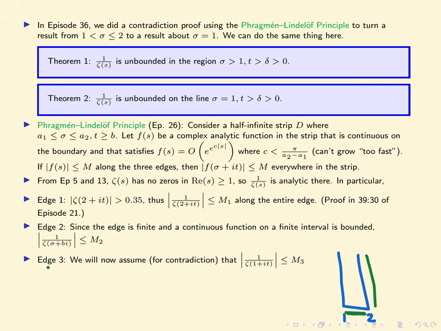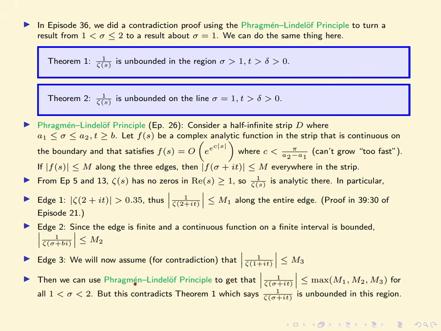And then for edge 3, we're now looking at this edge, and we're going to just assume for contradiction later that this thing is also bounded on this edge. So we don't know if this edge is bounded or not, but let's first assume that it is bounded by some m3. Then you can use the Phragmén-Lindelöf principle to say that because it's bounded on the 3 edges, this function must be bounded by the max of m1, m2, and m3 for all sigma between 1 and 2, and for all t greater than or equal to b.